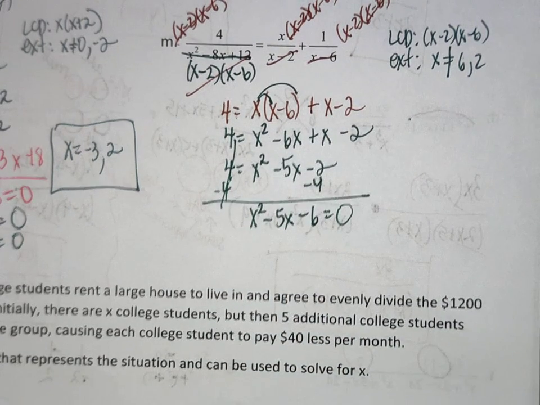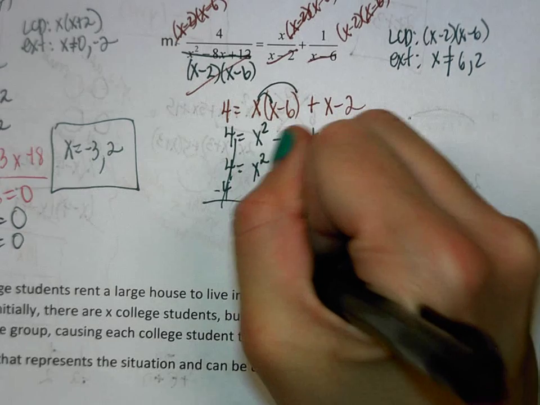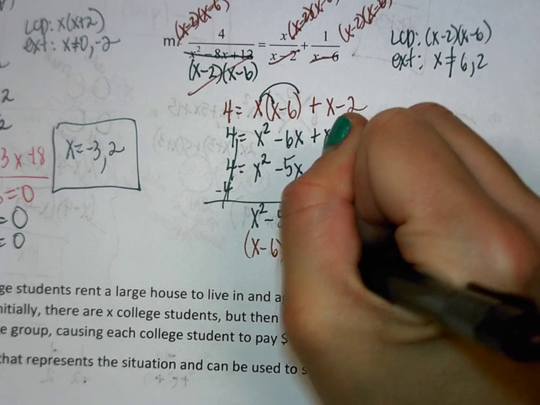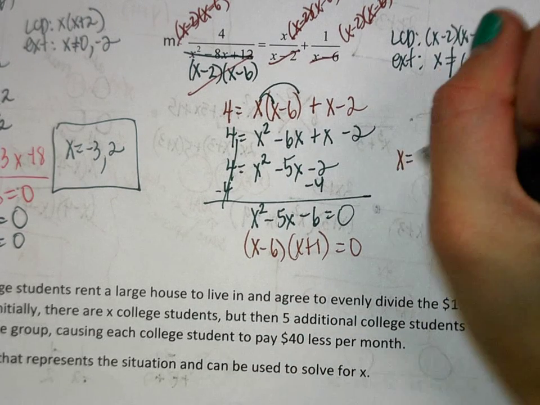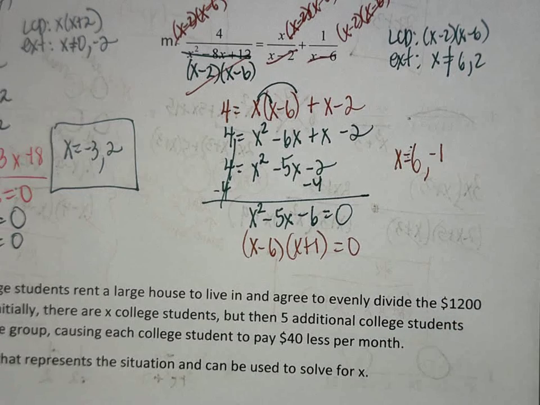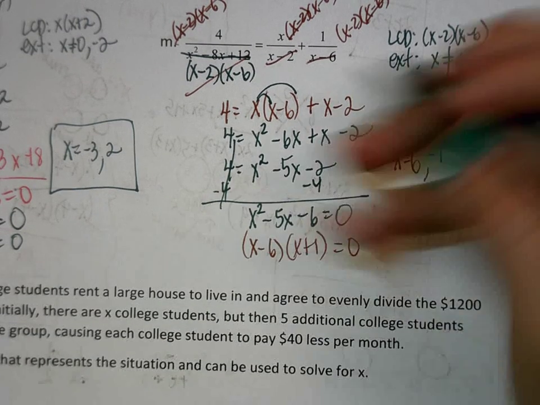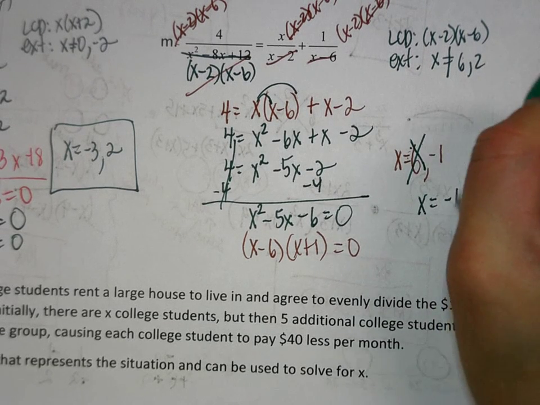Okay, so what will multiply to be negative 6 and add to be negative 5? Negative 6. Good, negative 6 and positive 1. So x minus 6, x plus 1 equals 0. And so what will x equal? 6 and negative 1. And do either of those match any of our extraneous solutions? Yes, 6. Good, the 6. So 6 is out. And so my answer is just x equals negative 1.